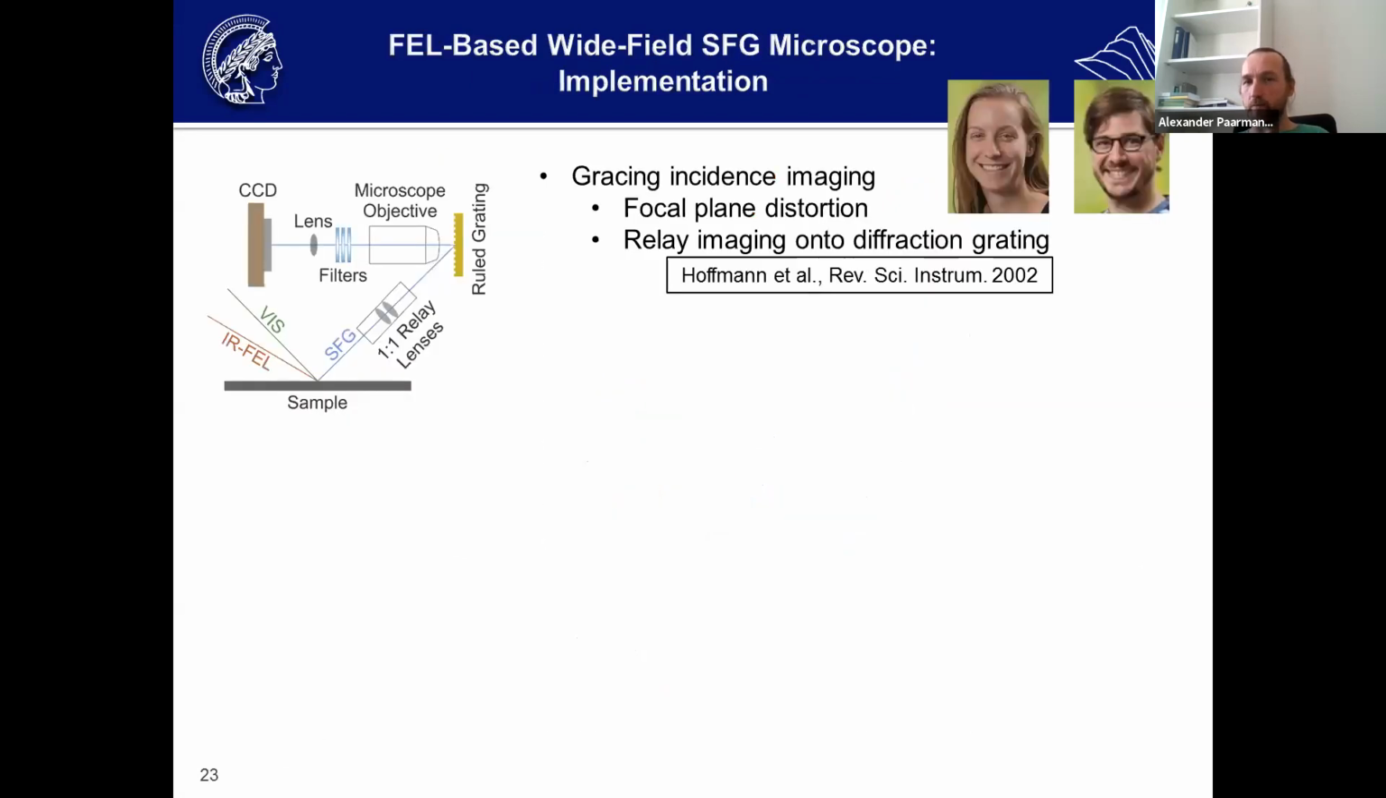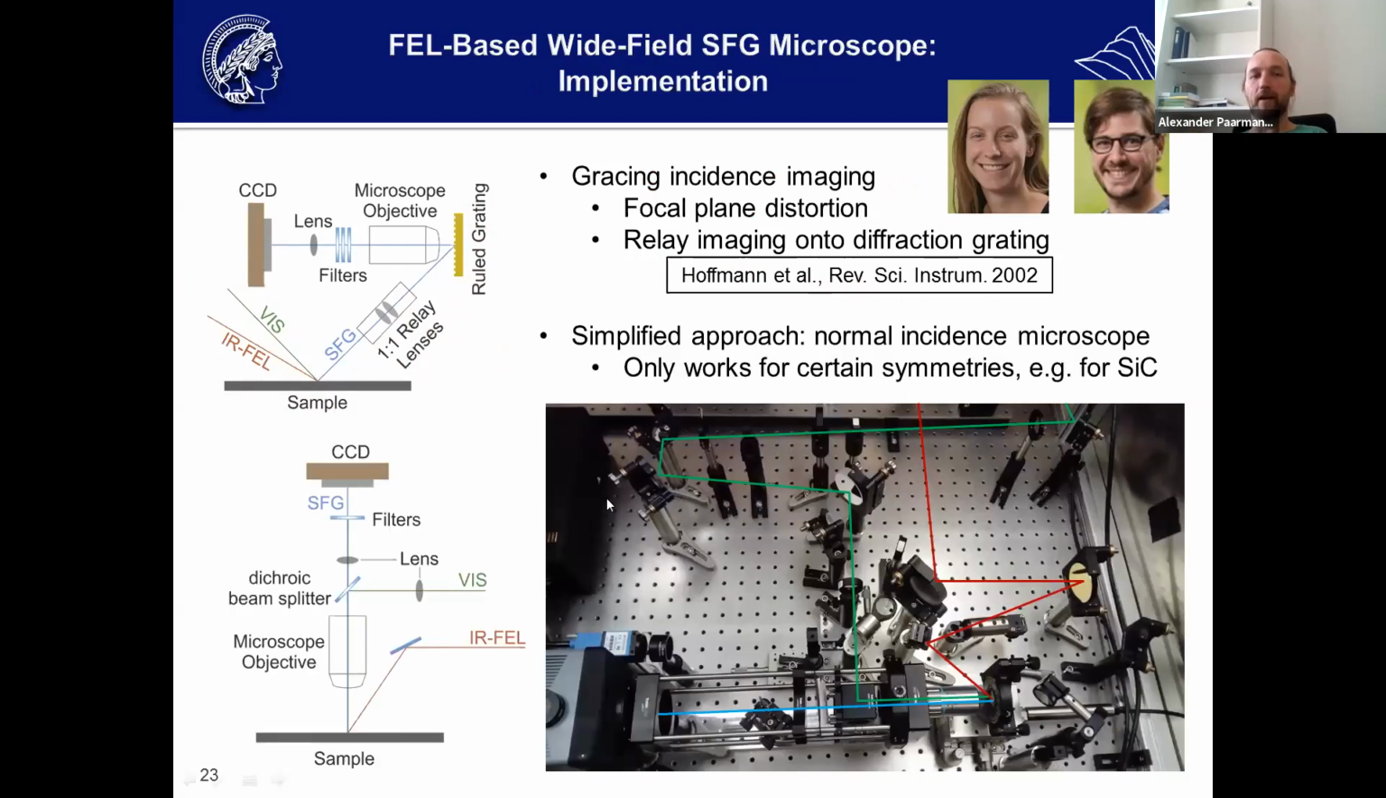Now we are slowly there that we actually do this. Because we do typically SFG in grazing incidence, this is not so trivial to do this imaging, because you have this focal plane distortion from the grazing incidence. There are some solutions already provided a while ago, but we said we go simpler, at least for silicon carbide with the symmetry of the chi2 tensor. We don't necessarily need the visible to go in grazing, so we can also go with the visible through the objective in normal incidence. That makes the experiment much easier, and also much easier to get good resolution.